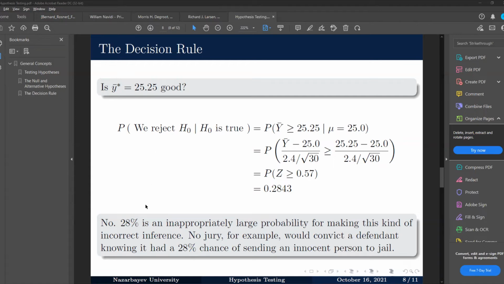So it looks like a critical value of 25.25 isn't good enough, since it gives 28%. So basically what is represented by this probability is the probability that we decide that our defendant is guilty when in fact he's not guilty. So it means that we'll send an innocent person to prison. So 28% is an inappropriately large probability for making this kind of incorrect inference. No jury, for example, would convict a defendant knowing that it had a 28% chance of sending an innocent person to jail.